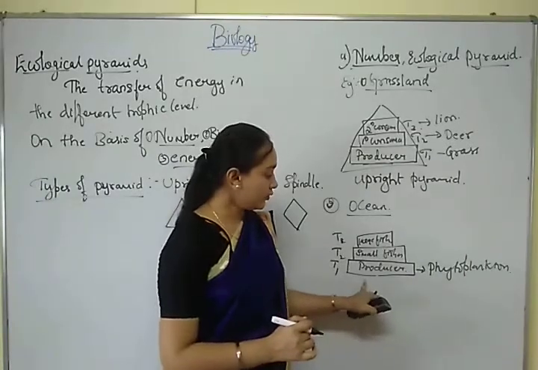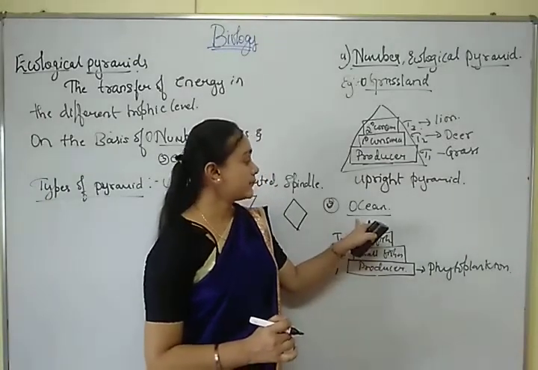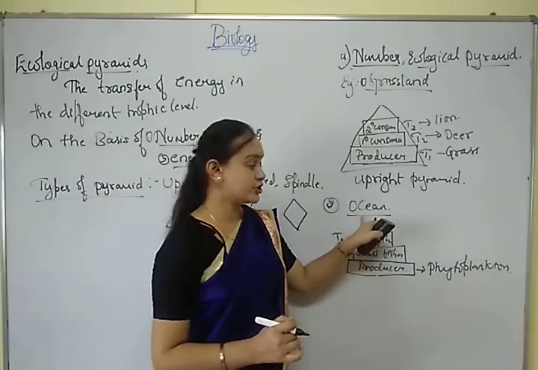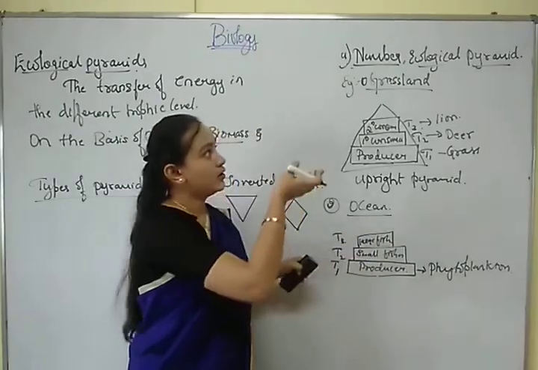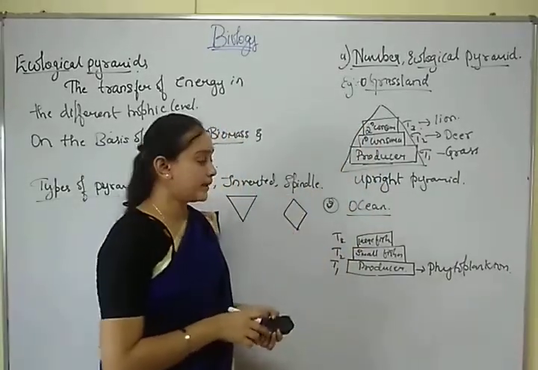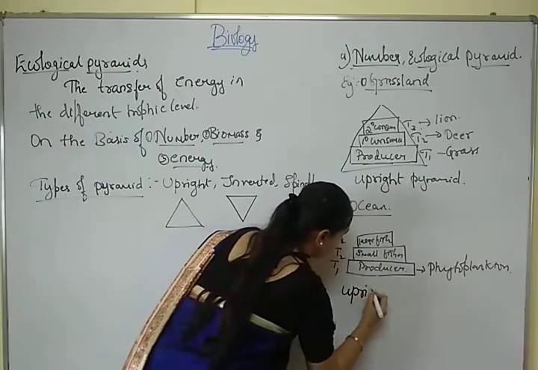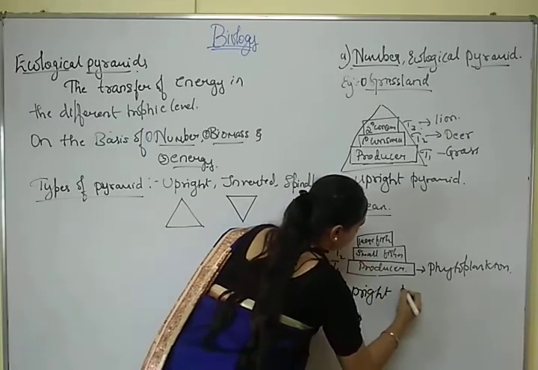So this one will be the pyramid of an ocean, where we are considering the number. So here also it is an upright pyramid.